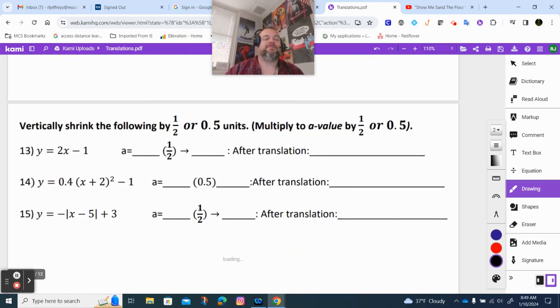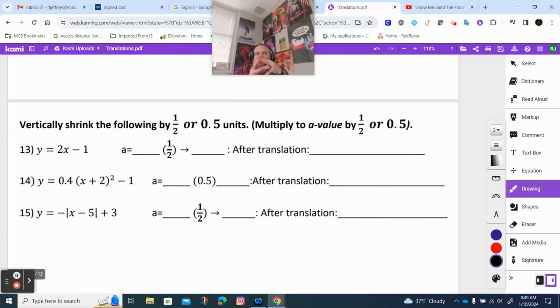All right. Now, vertically shrink. You multiply by 1/2 or 0.5. Why do you think I did 0.5 up here instead of leaving it like a fraction? Some people are going to just do that naturally. Plus, I don't want to multiply a decimal and a fraction unless it's on a calculator. So we multiply. This is A. All right. 2 times 1/2. It's actually 1.